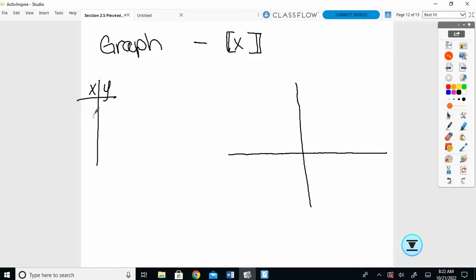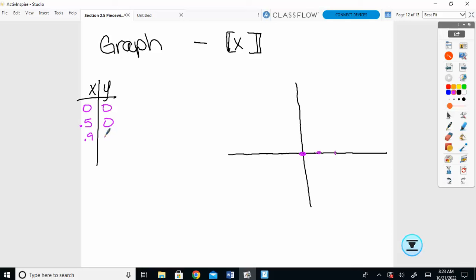We really just need to figure out one step, and then we've got it all. So if you put in a 0, greatest integer of 0 is 0. Negative 0 is still 0. So 0, 0 is still a point on my graph. If I put in 0.5, greatest integer of 0.5 is 0, and put a negative in front, still 0.